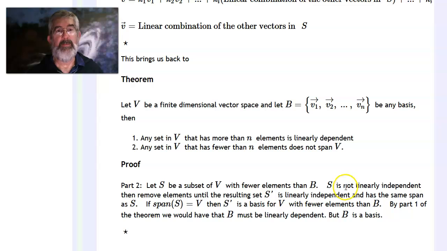All right, so that brings us back to the fact that every basis must have the same number of elements, because if it's got fewer elements, it's not a basis because it doesn't span. If it has more elements, it's not a basis because it's not linearly independent. So every basis has the same number of elements, and we can with confidence say that the dimension of a vector space is the number of elements in a basis, and it will not be ambiguous.